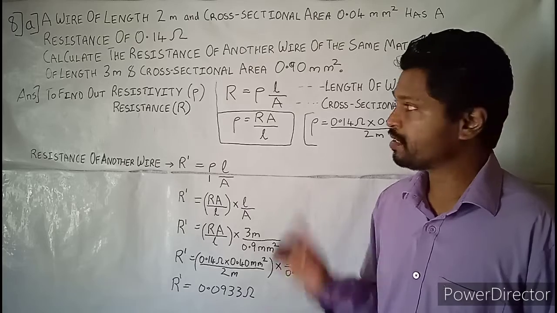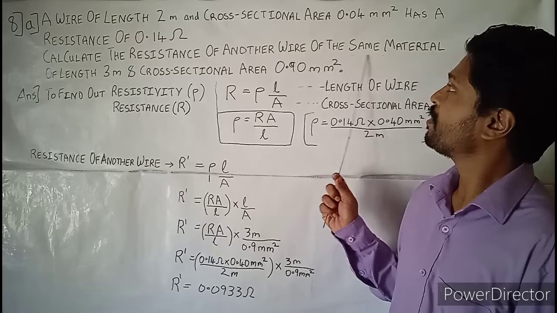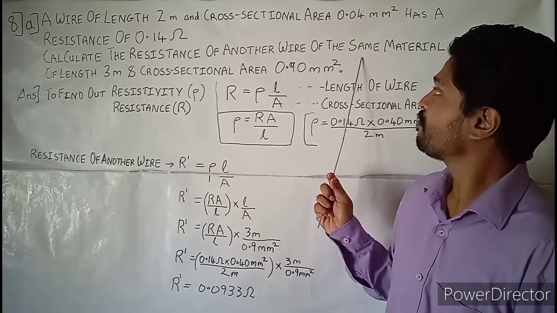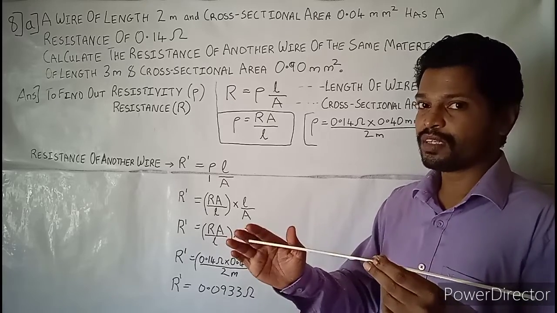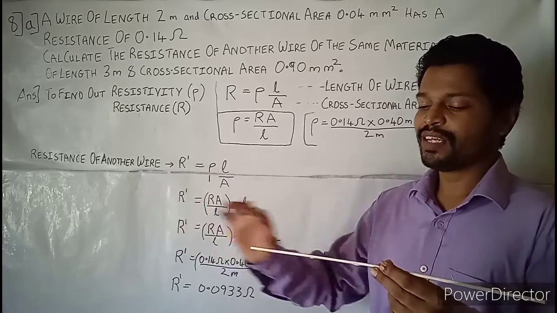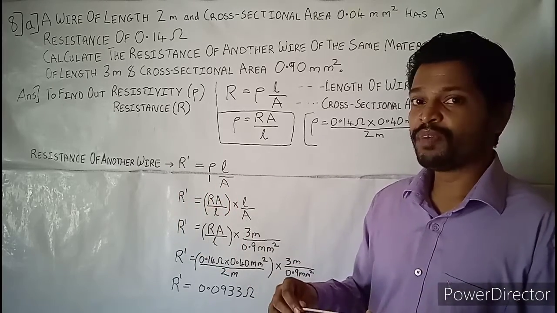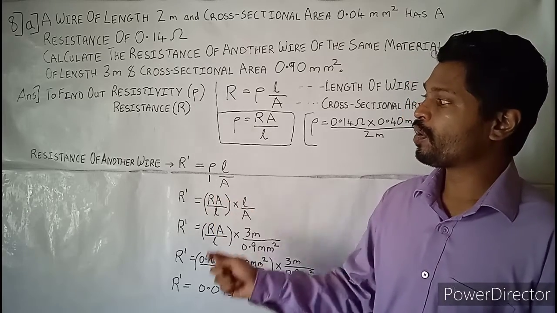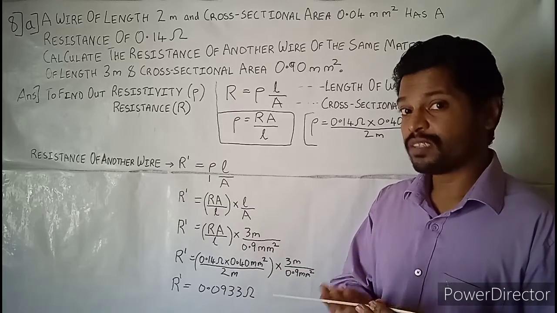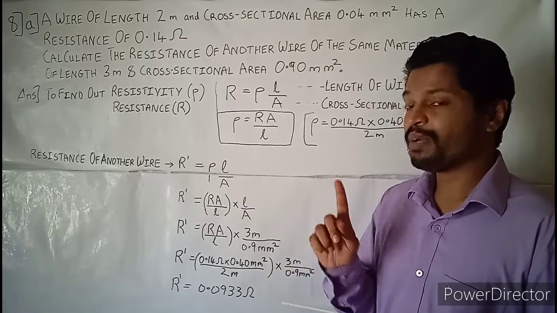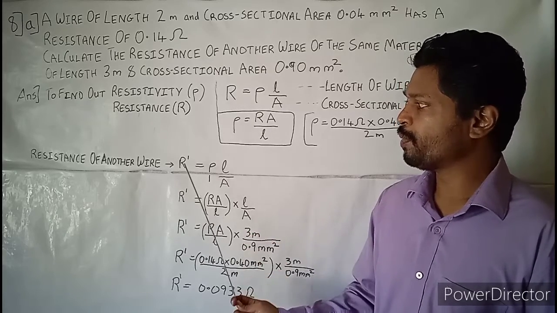When I read this question, I had been specifying again and again this aspect, same material. So if the first wire is of this dimension, the second wire will be a little bit longer than this, and the width will be a little bit more than this. So we will be finding the resistance. We are being told to find the resistance of another wire of the same material. Again and again I am specifying. So this formula we will be putting over here.